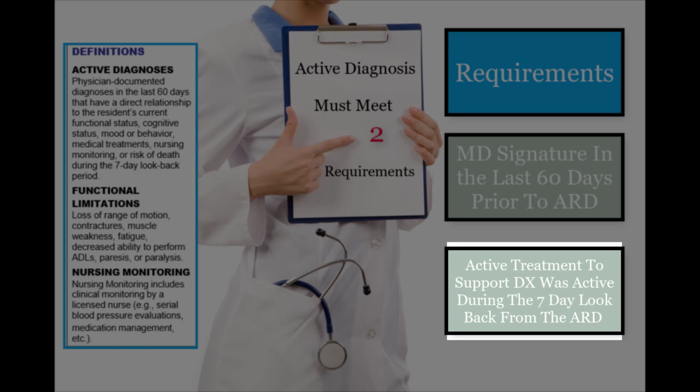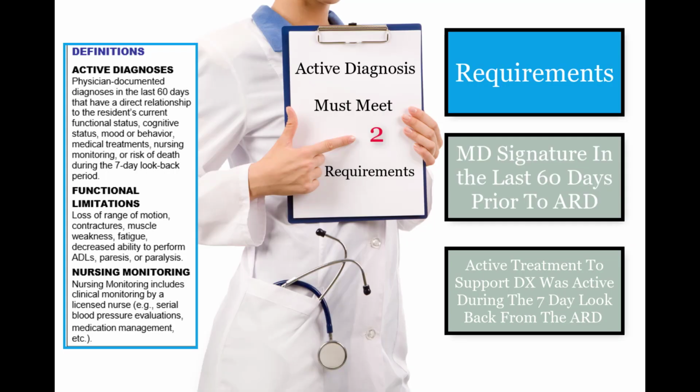The second requirement is that you must have an active treatment to support the diagnosis was active during your 7-day ARD look-back time frame. An active treatment could include medications or treatment that was given for that diagnosis. You should also have a care plan in place for those diagnoses that you're coding active on Section I of the MDS. When you code an active diagnosis in Section I, you are stating that there is a potential for that diagnosis to impact your resident's well-being.